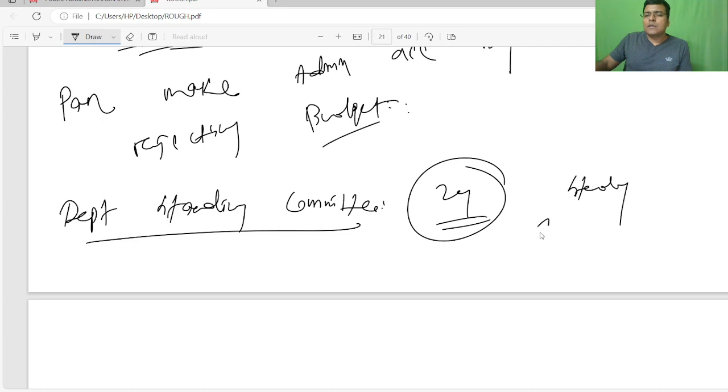They study the budget estimate, which is prepared by different ministries, and they may put a flag. They may reject this estimate. They may not approve this estimate. This departmental standing committee, 24 in number, plays a major role in approving or disapproving the estimate, not the budget, the estimate.